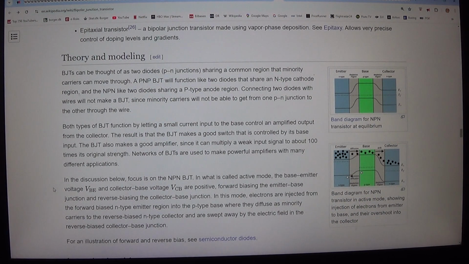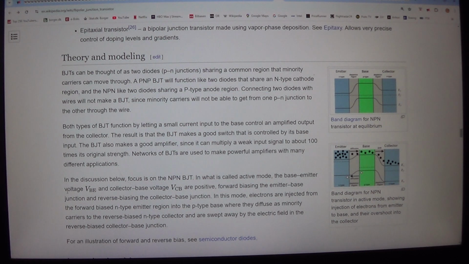Theory and modeling. BJTs can be thought of as two diodes, p-n junctions, sharing a common region that minority carriers can move through. A PNP BJT will function like two diodes that share an N-type cathode region, and the NPN like two diodes sharing a P-type anode region. Connecting two diodes with wires will not make a BJT, since minority carriers will not be able to get from one PN junction to the other through the wire.